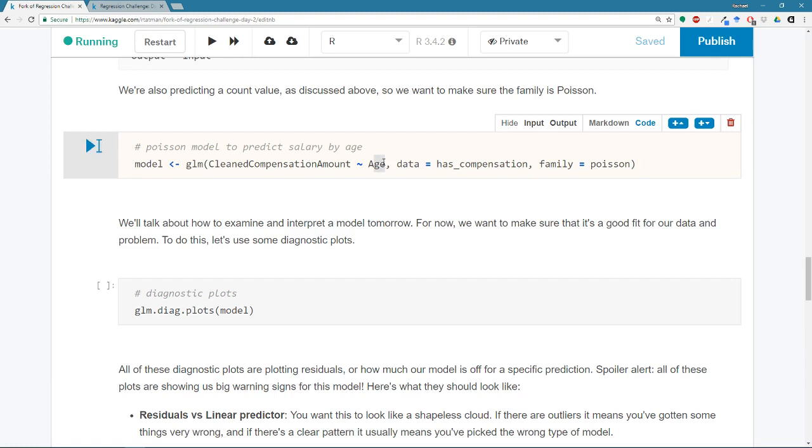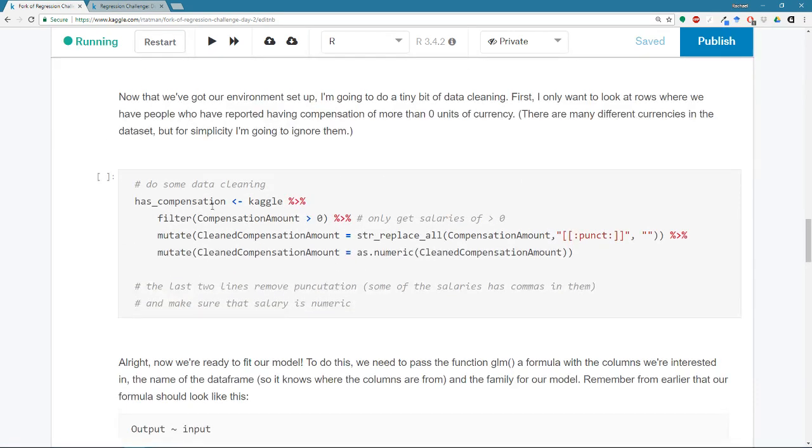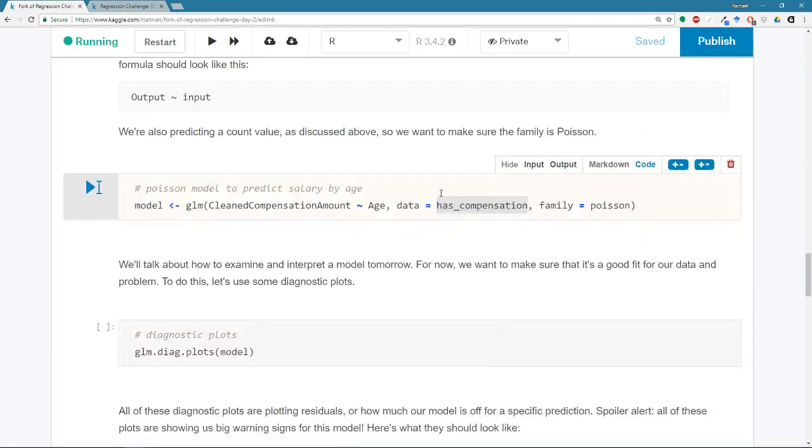I think that the important input is age. I want to say that I am using my specific data frame. This has compensation data frame. And I want to say that it is Poisson, because salary is a count value, right? You're usually paid in round increments of whatever currency you're using. And it also isn't usually less than 0. If you're being paid less than 0 for your work, maybe try and find a new job. Maybe that's not a good job.